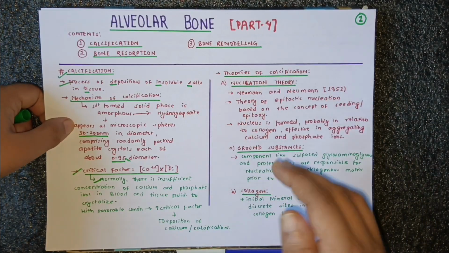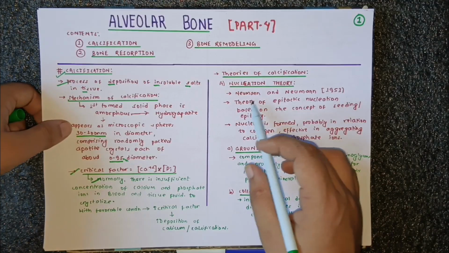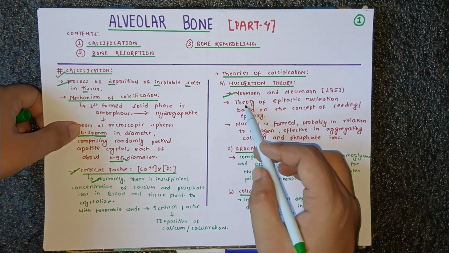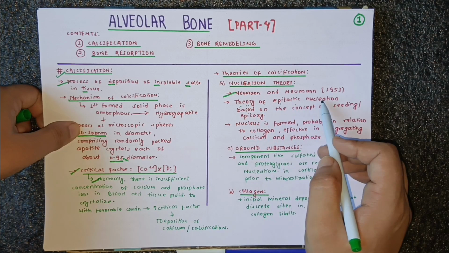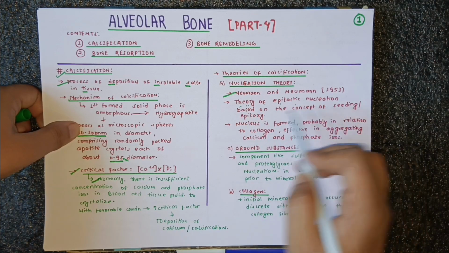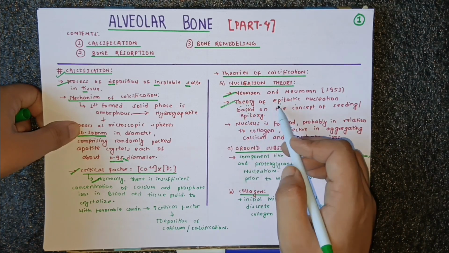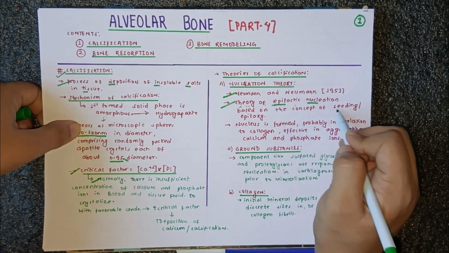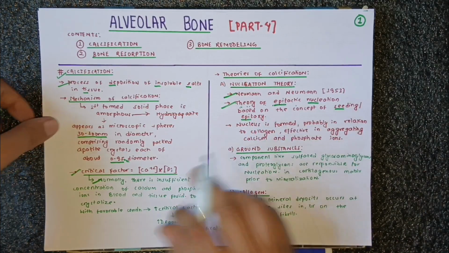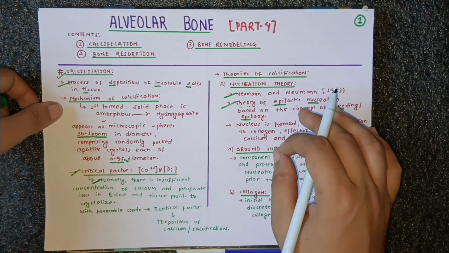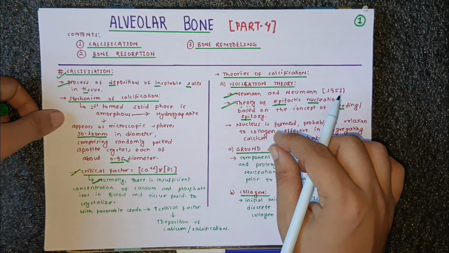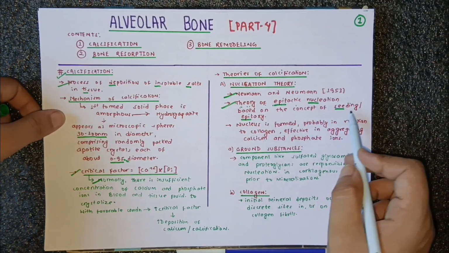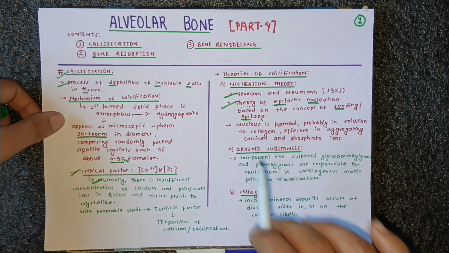So we will be discussing this properly here. Newman in 1953 gave the nucleation theory. This is a theory of epitactic nucleation, based on the concept of seeding or epitaxy. Don't go into detail on this point, you can just learn this much.